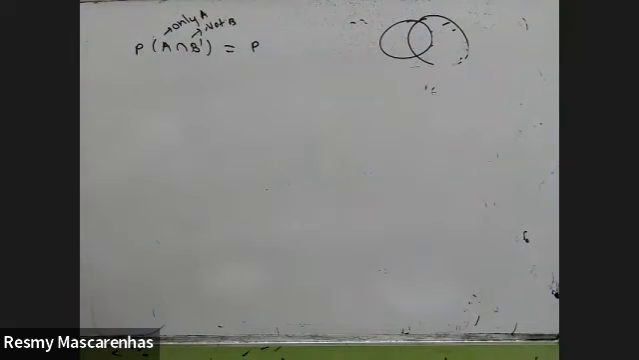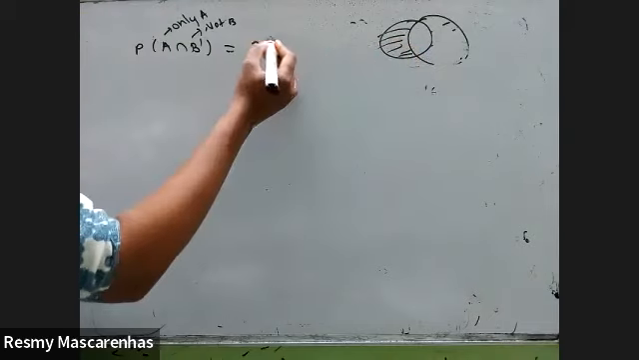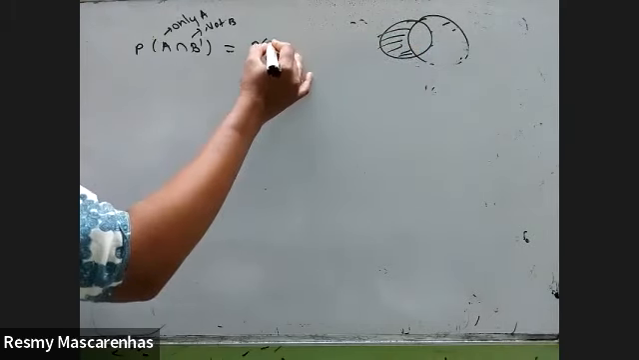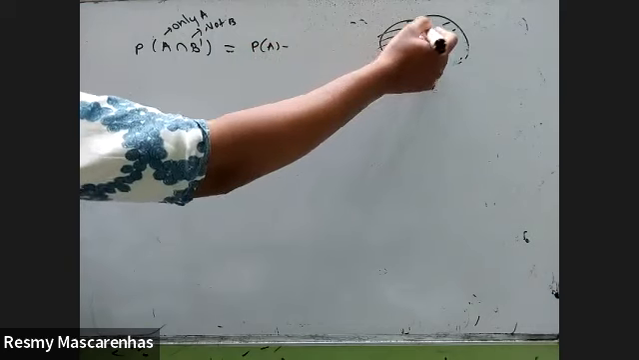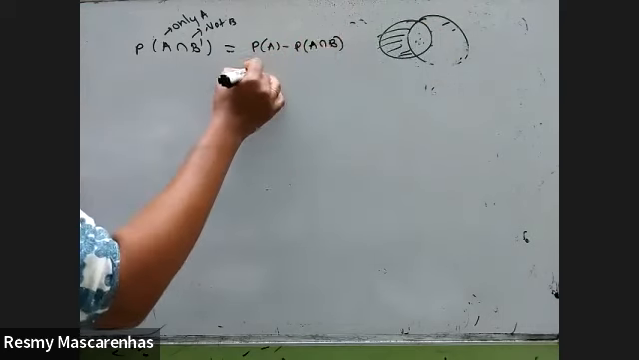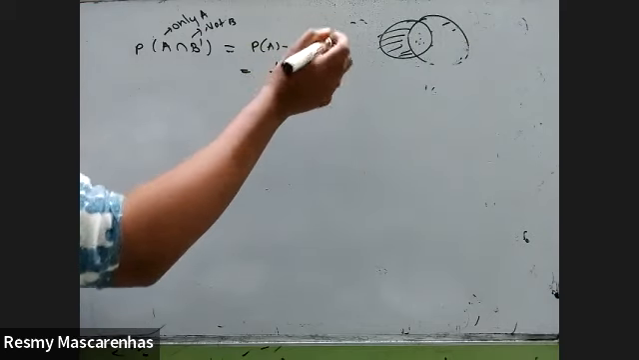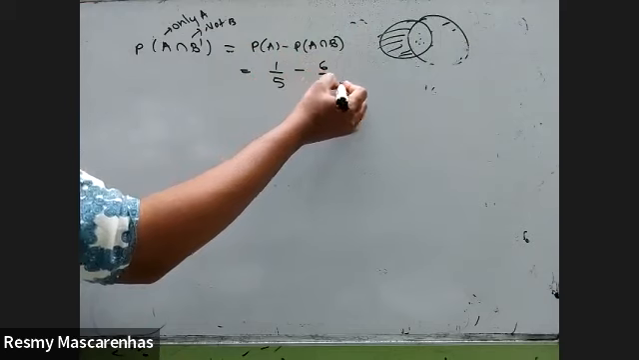I want only A and not B. Only A means this part. So quickly, this is P of A, the full circle, minus this part, which I have to remove. Already in the question you can check P of A is given, and this I just calculated, it is 6/35.